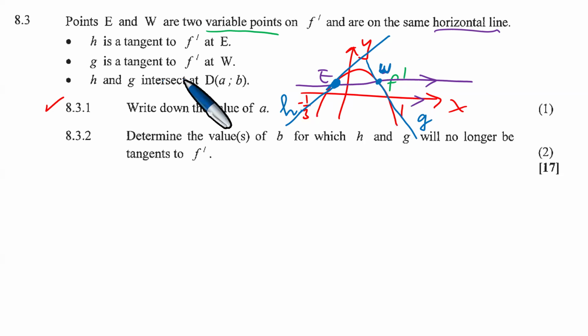So you have H a tangent at E and G a tangent at W. H and G intersect at a point, so they form some triangle there. They intersect at a point D with the coordinates (A, B). Write down the value of A. Okay, that's what they want. The examiner wants us to write down the value of A.